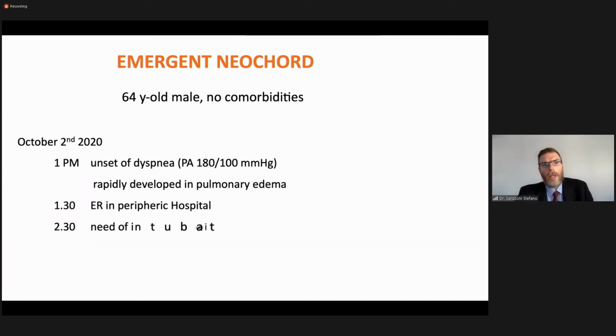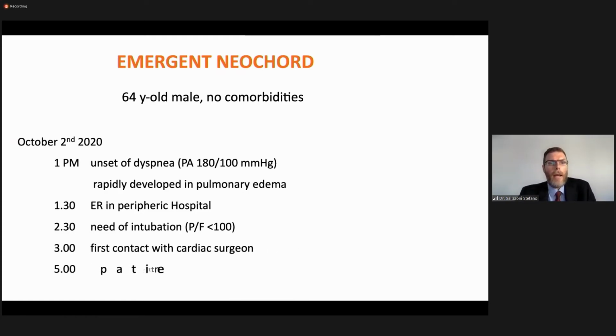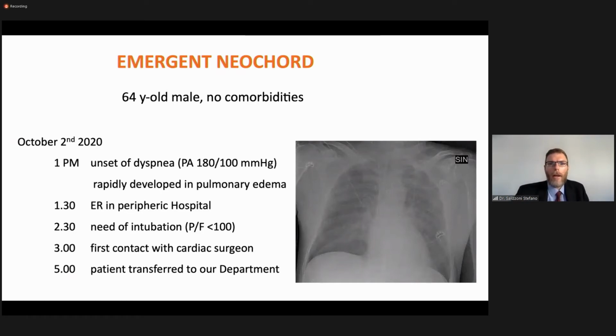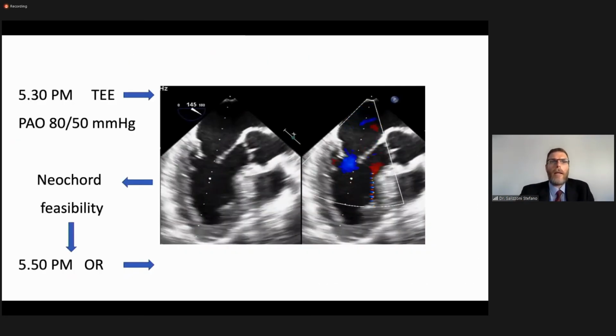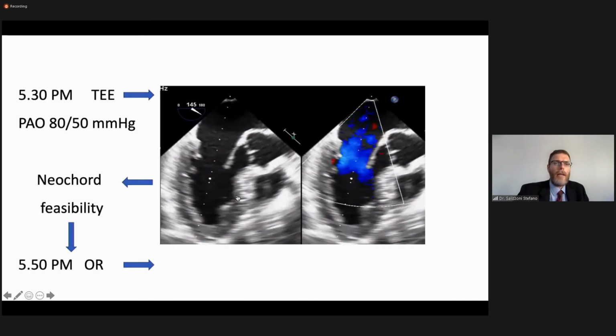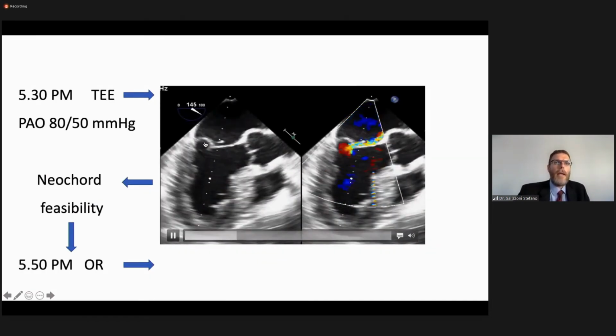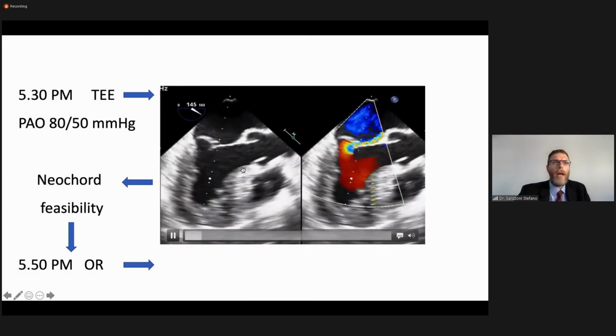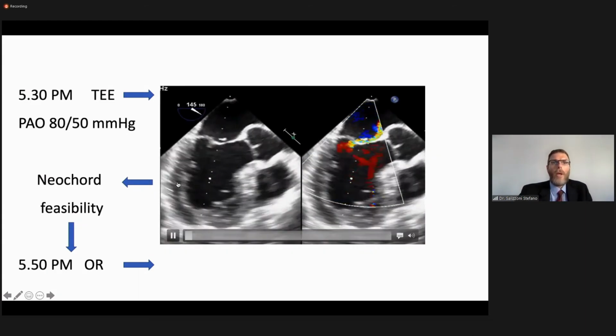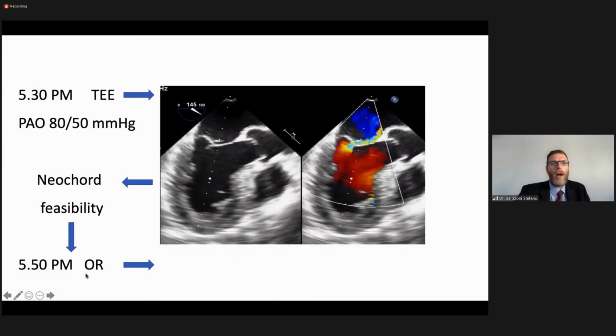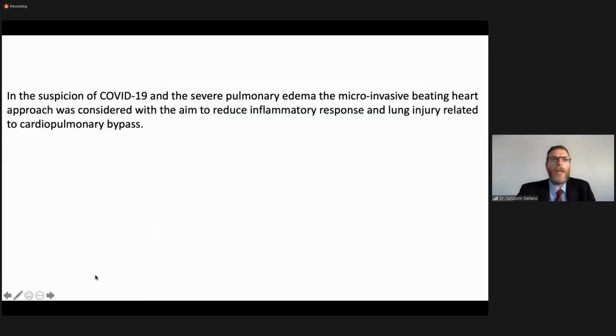At 2:30 p.m., he needed intubation because PF was less than 100. At 3 o'clock, they had the first contact with our center, and at 5 p.m., the patient was transferred to our hospital. This was his X-ray, and when he arrived in the intensive care unit, we immediately made this transesophageal echo with this pressure. We see the neochord feasibility, and at 5:50 p.m., he went to the OR.